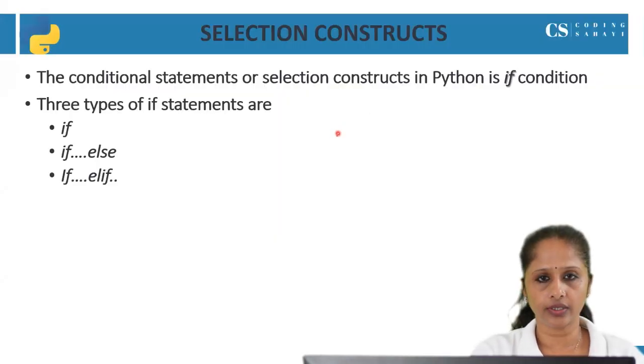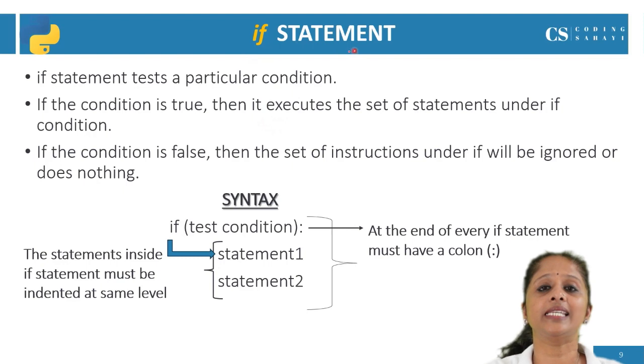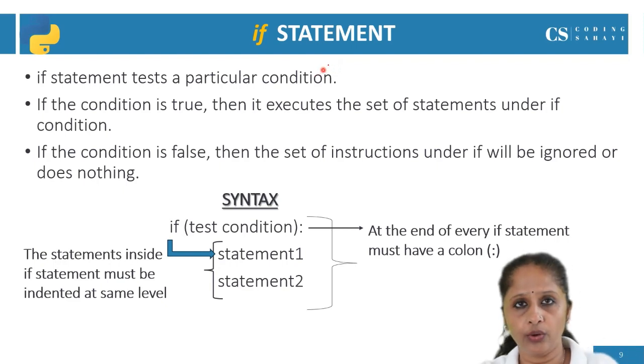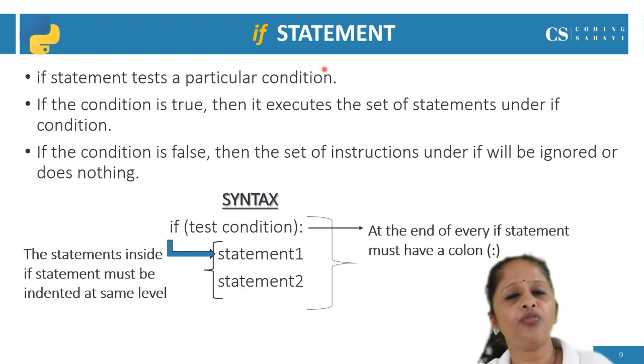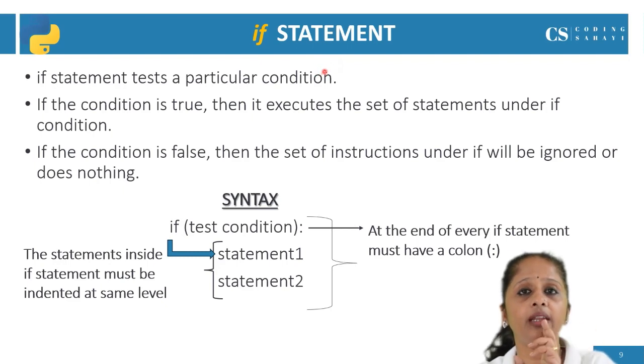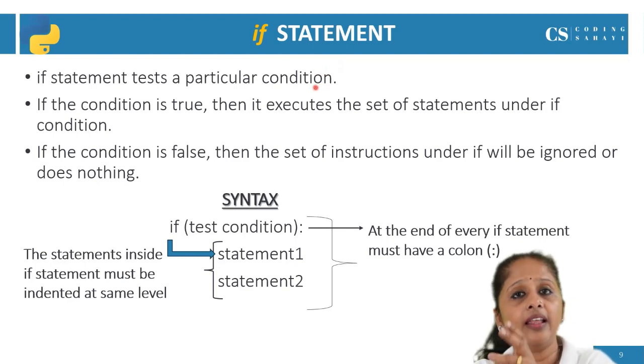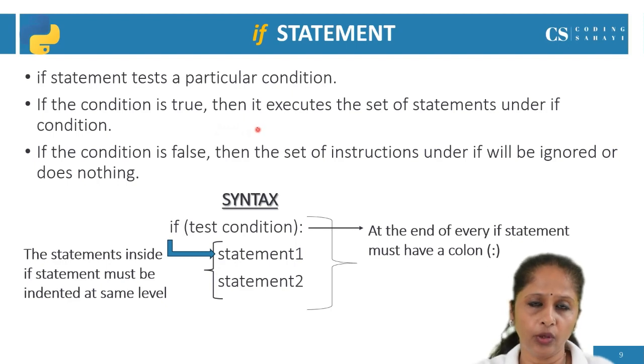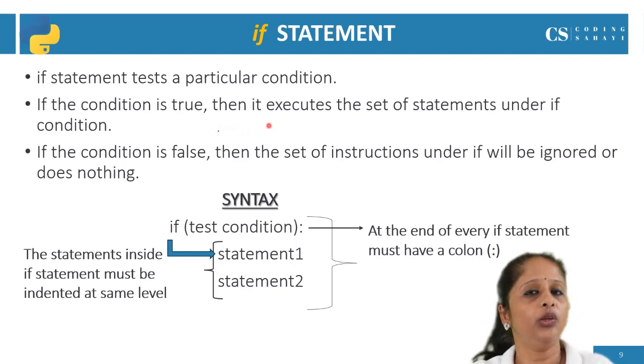So the selection constructs. The first one is the if statement, or we can say it is simple if. It is used for testing a particular condition. If you want to check whether you are eligible for voting, the condition for eligibility is that your age is greater than or equal to 18, that is, your age is either 18 or greater than 18. Then you are eligible for voting. So here we are checking if age is greater than or equal to 18. If so, then you can give a statement: you are eligible for voting. To do that operation we can use the if condition.